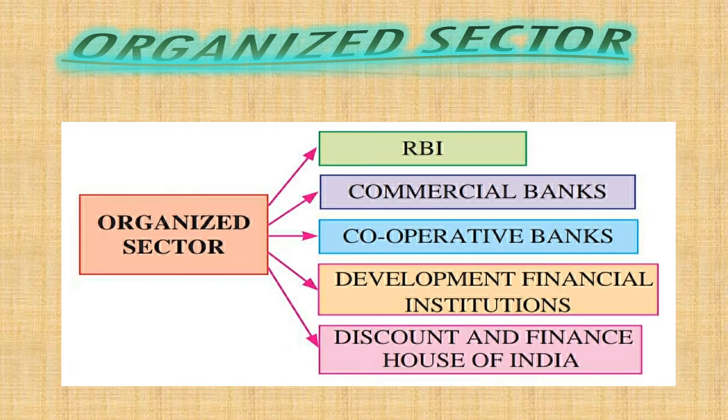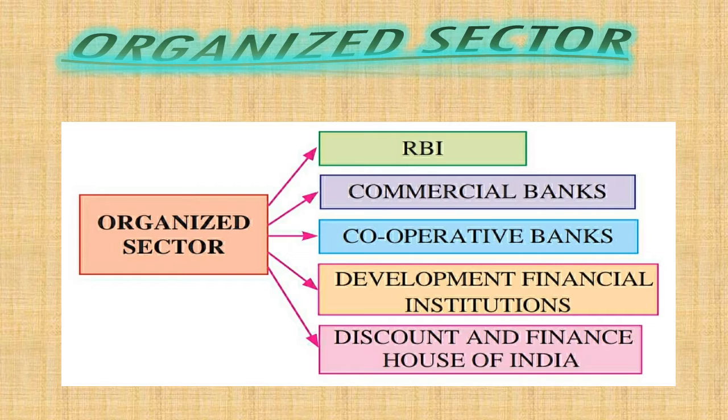Organized sector. The organized sector of the money market consists of the Reserve Bank of India, that is RBI, commercial banks, cooperative banks, development financial institutions, and Discount and Finance House of India.